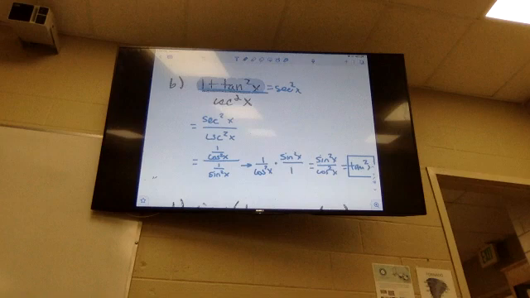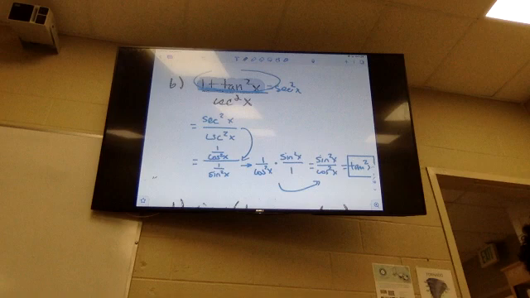So we had to use our Pythagorean identity here. We used our reciprocal identity to go from step 2 to step 3. I multiplied by the reciprocal, and then I had just one last step where I simplified down from sine over cos to be just tangent. Anybody have questions on what I've done so far?